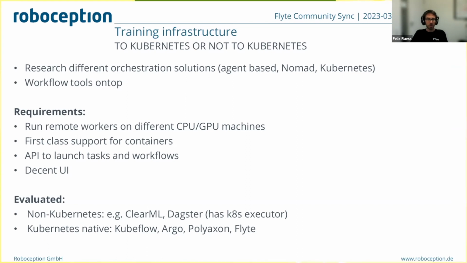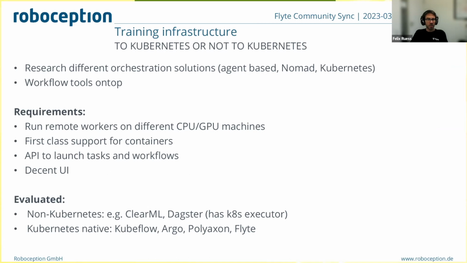So we basically looked into some agent-based systems, which basically means you have an agent running on some machine somewhere that will call or get sent jobs. We also briefly looked at Nomad, which is an orchestration tool, which is quite a bit simpler than Kubernetes, but not that many projects are based on Nomad or use that as a lower level orchestration tool.